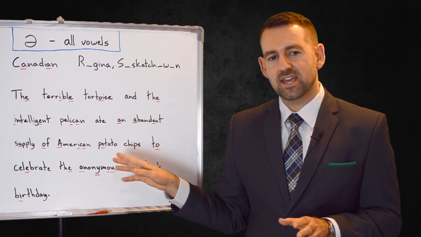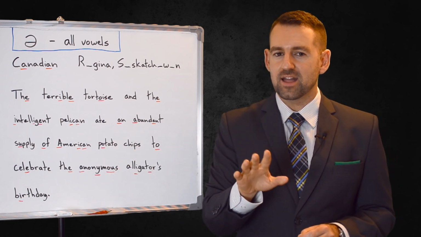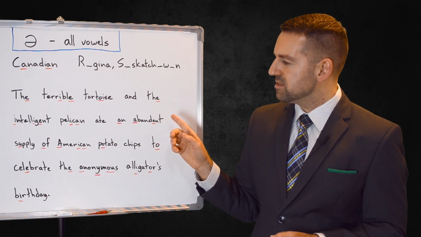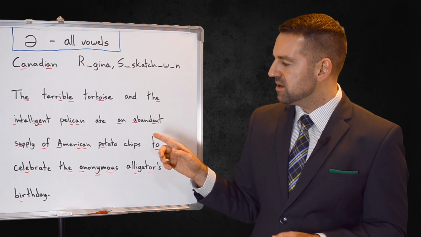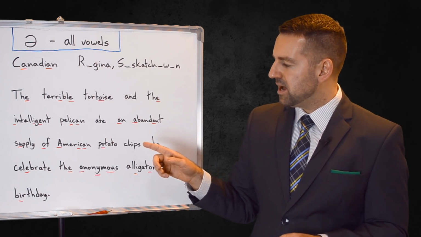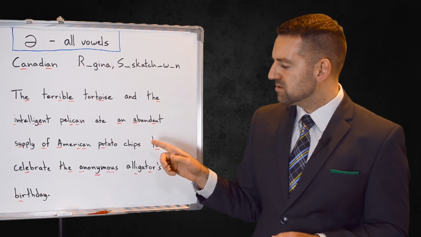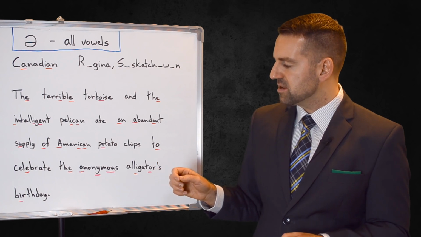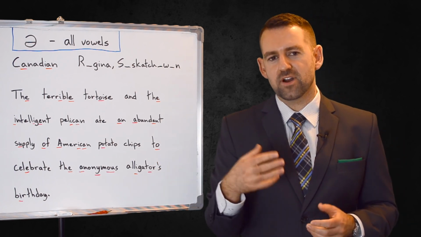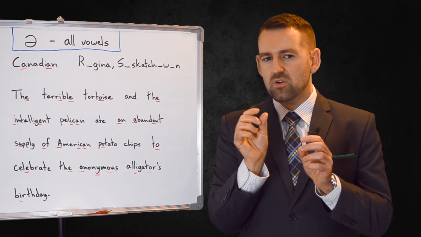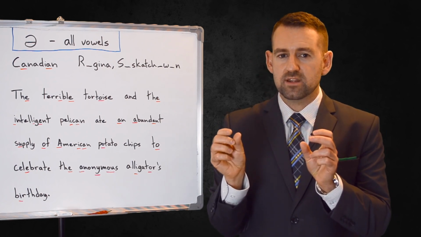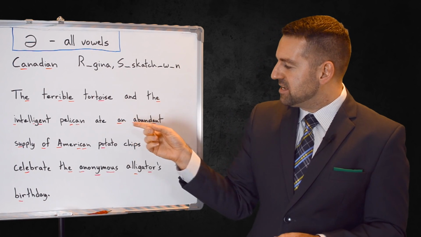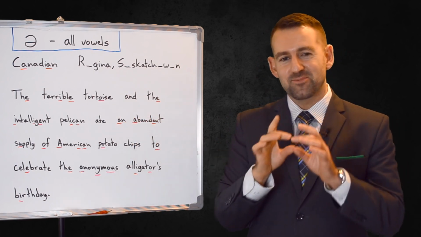Okay, I'll read this whole sentence very slowly, and you listen, okay? The terrible tortoise and the intelligent pelican ate an abundant supply of American potato chips to celebrate the anonymous alligator's birthday. Right. I hope it helps if I read it slow so you can see how there's no spaces between some words. Some words just blend together. Ate an abundant, it's almost one word.